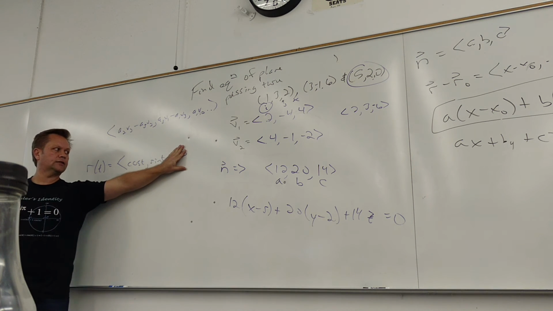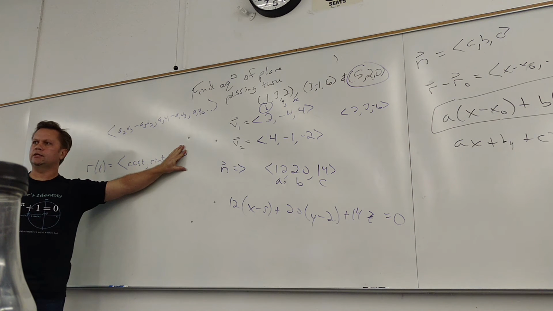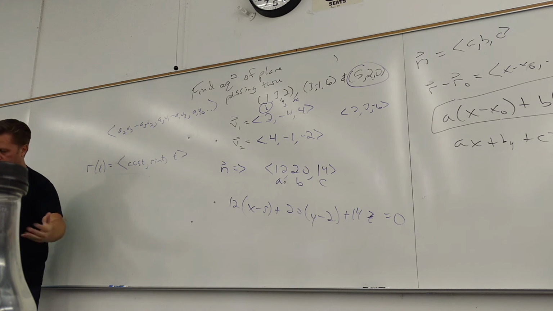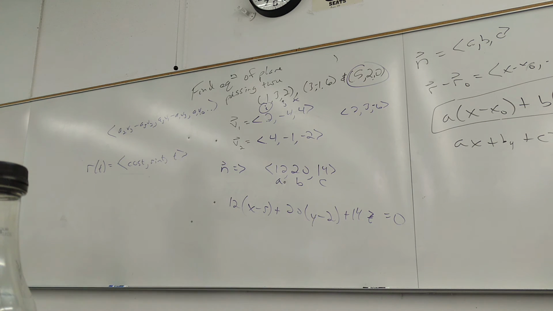Now what would that look like by itself? Cosine t, sine t. Parametric equations, x equals cosine t, y equals sine t. That would trace out a circle. Right? x equals cosine t, y equals sine t. You get a circle when you trace that out.